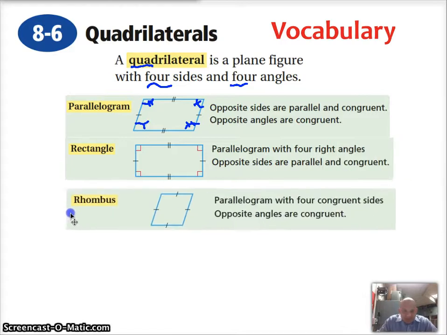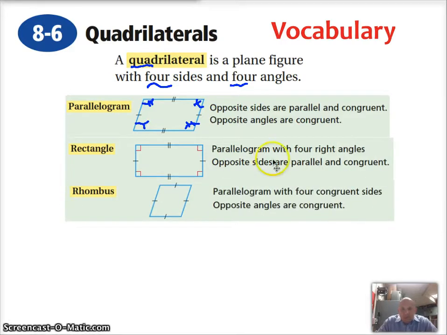A rhombus. A rhombus is a 4-sided figure as well. It's a parallelogram with 4 congruent sides. In other words, all 4 of these sides are the same measure. And opposite angles are congruent. This angle is equivalent to this angle, equivalent to this angle.